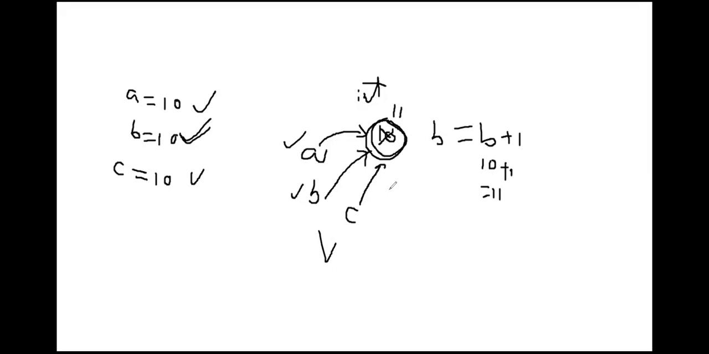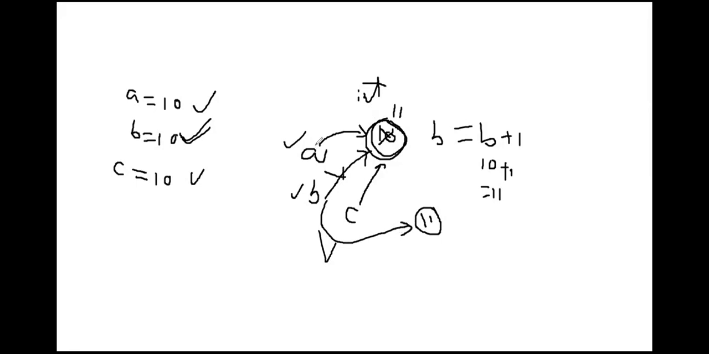If it happens, then a will lose the value 10 and b will lose the value 10. So whenever a variable requires a change, immediately a new object will be created. In that, 11 will be stored and this 10 will be cut. This link will be cut here and b will be referenced to the new object 11.